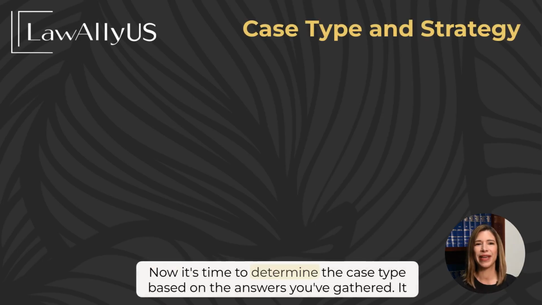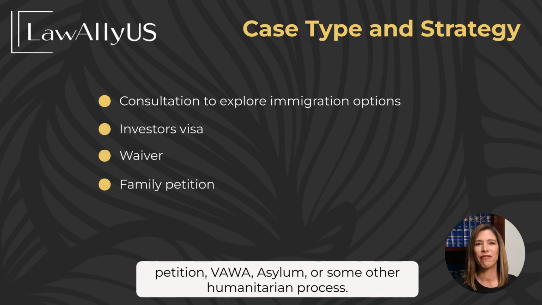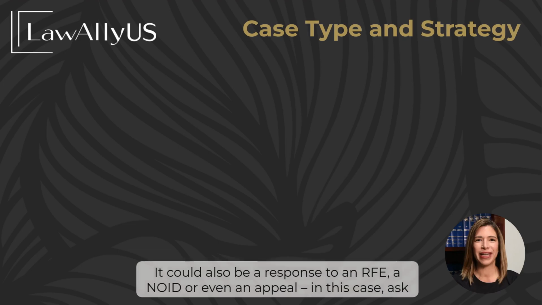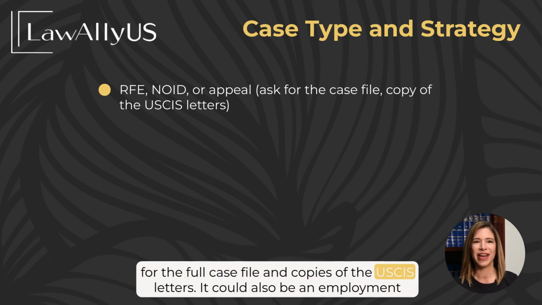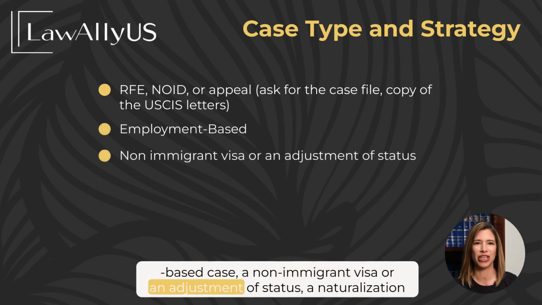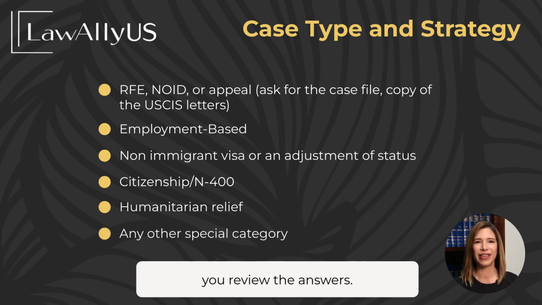Now it's time to determine the case type based on the answers you've gathered. It could be a consultation to explore immigration options, an investor visa, a waiver, a family petition, VAWA, asylum, or some other humanitarian process. It could also be a response to an RFE, a NOID, or even an appeal. In this case, ask for the full case file and copies of the USCIS letters. It could also be an employment-based case, a non-immigrant visa, an adjustment of status, or a naturalization case. And don't forget, there may be other types of cases, so keep an open mind as you review the answers.